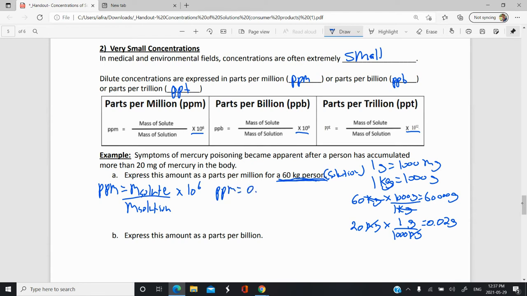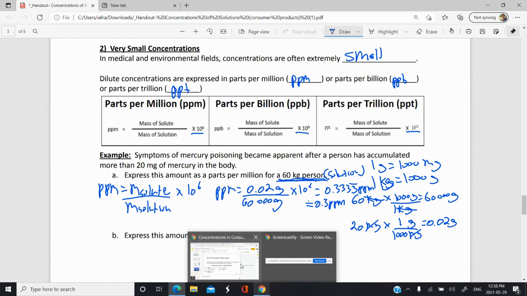So now I can do my ppm is equal to the 0.02 grams over 60,000 grams times a million. So 0.02 divided by 60,000 times 10 to the power of 6, which is a million. And we get 0.3333, keeps going, ppm, which is approximately, to 1 sig fig, 0.3 ppm. So that there will be your answer.